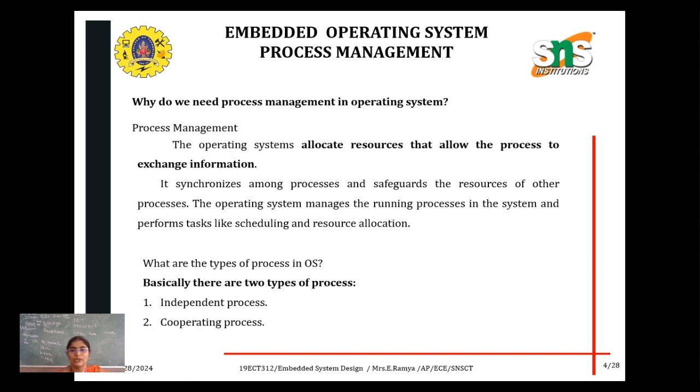Why do we need process management in the OS? The operating system allocates resources that allow processes to exchange information. It is called process management. There are types of process in the OS: basically, independent processes and cooperating processes. The operating system manages the running process and the other processes in the system, and performs tasks like scheduling and resource allocation.